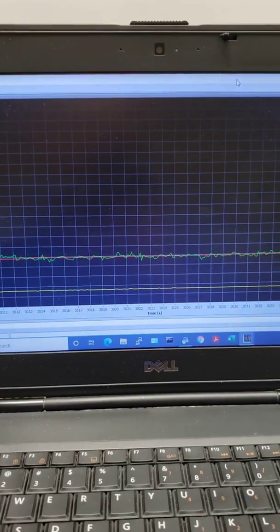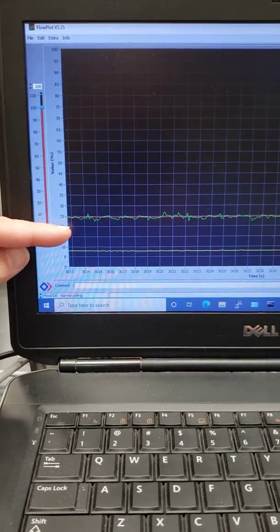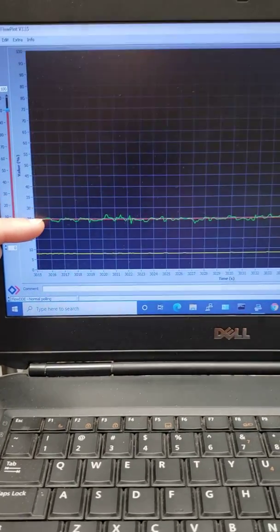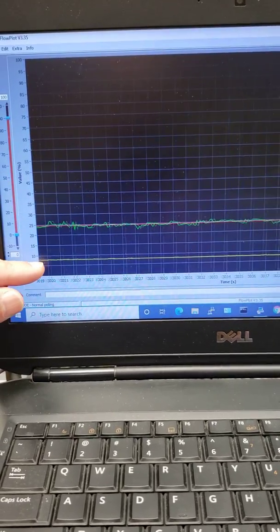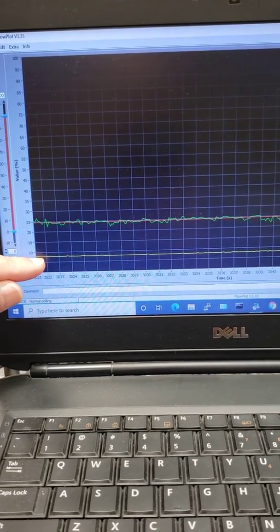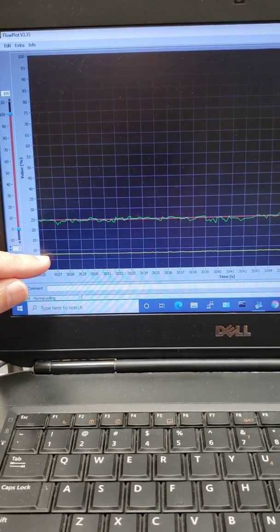What we have here are 3 lines on the graph. Red is the command signal. So red right here is the command. Green is the actual flow that we're able to achieve. And yellow is the valve drive signal, or the drive signal to the QPV electronic pressure regulator.